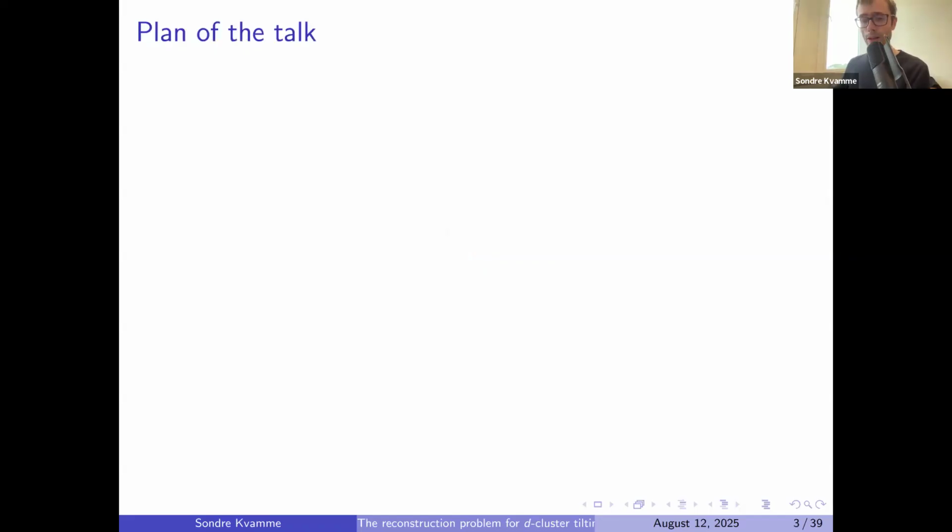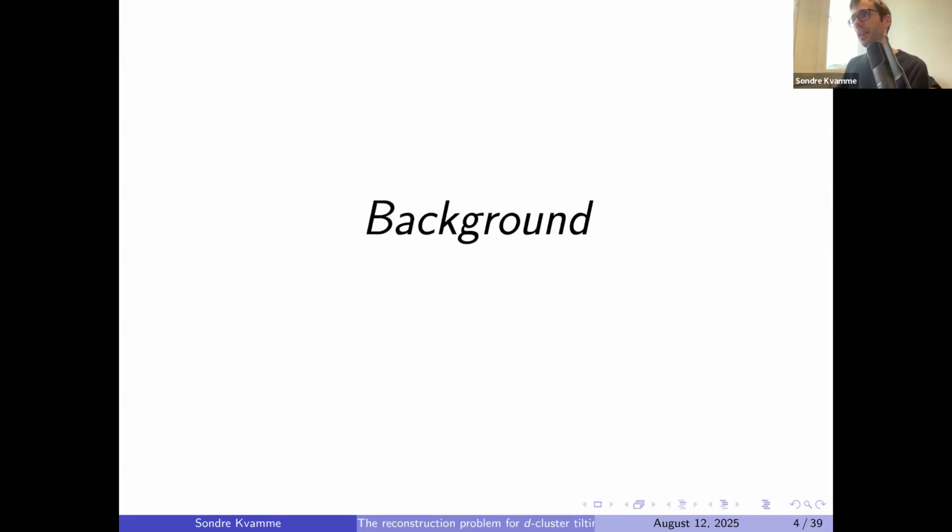So let me start with a plan of the talk. First, I will say something about the background, like what is an exact category, what is a D-cluster tilting subcategory. And then I will go back to this reconstruction problem and use it as a way to introduce the main results from my paper. And then in the last part of the talk, I will say something about how these main results are proven, so what ingredients go into the proof. Okay, so let me just immediately start with the background.